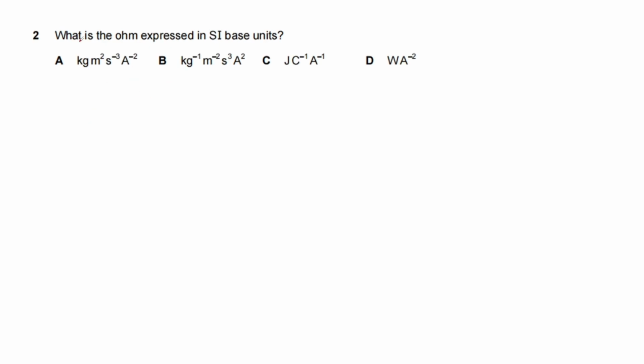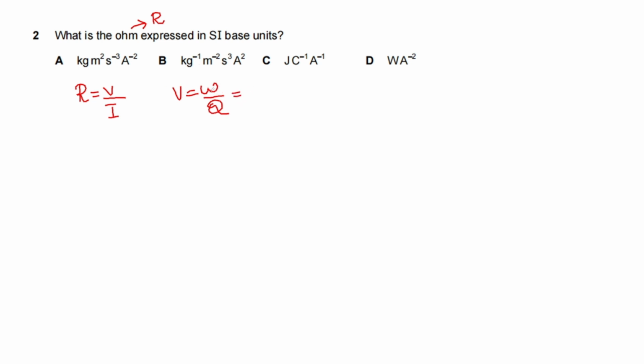Question number 2. What is the ohm expressed in SI base units? We know that the ohm is the unit of resistance, right? So in the case of units, we need to consider the basic equation for that quantity. So you can use Ohm's law, which will give you the R value as V over I. Right, so V stands for the voltage. So voltage is basically the work done over charge. So the work done or energy transfer per charge is considered as the voltage or the potential difference.